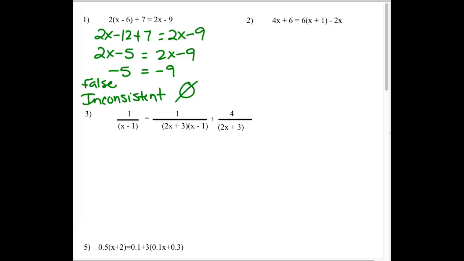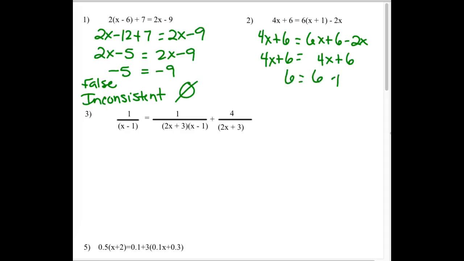Okay. Looking at example 2, if we distribute, we get 6x plus 6 minus 2x on the right-hand side. Combining like terms gets me 4x plus 6. Does 4x plus 6 equal 4x plus 6? Yes. Combining our x's together, they would disappear. We're left with 6 equals 6. Because we have a true statement, what would we say? It's an identity.